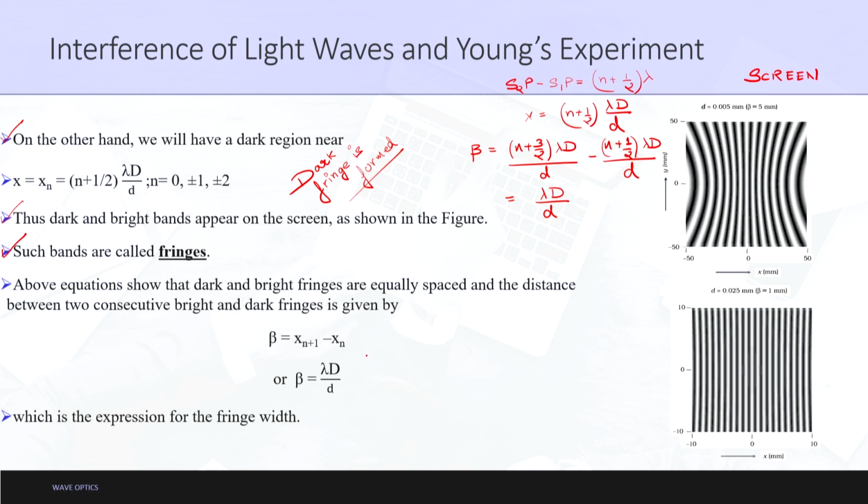Hence let me conclude the lecture here. So finally, what was the conclusion of this part? In this part, I tried to explain the distance from the exact screen point O at which we get the maximum intensity and the minimum intensity. So for maximum intensity it is n lambda D by d, and for minimum intensity it is (n+1/2) lambda D by d.